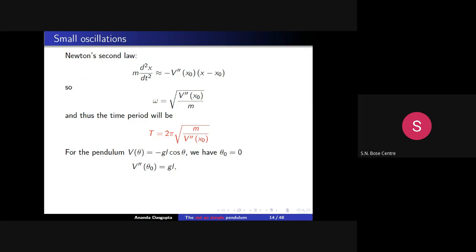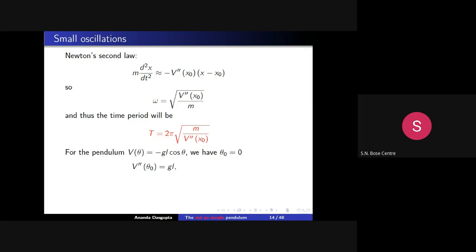Cos theta is, of course, maximum, and therefore the potential is minimum at theta equal to 0. And the second derivative at theta 0 is mgl. I've once again dropped the m. Somehow I thought maybe I was doing this for unit mass or whatever.